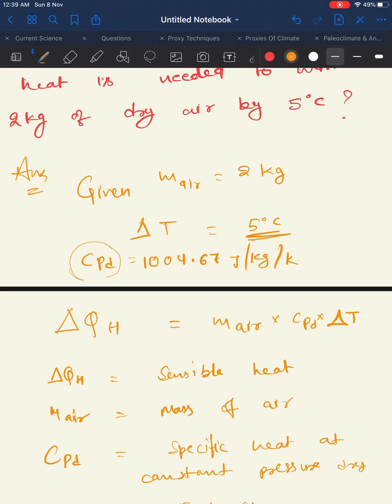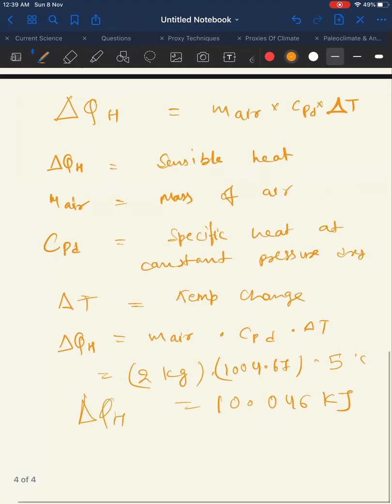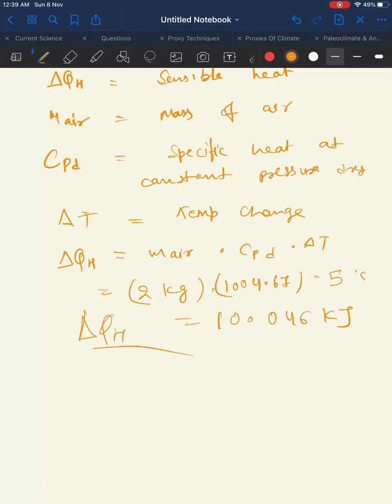Sensible heat is measured by a thermometer. It's a heat which you can feel. That is sensible. That makes sense, right? Latent heat is something which you can't sense, which you can't measure using a thermometer. This is the difference between a sensible heat and latent heat. Latent heat is basically used to change the phase of a material or water.